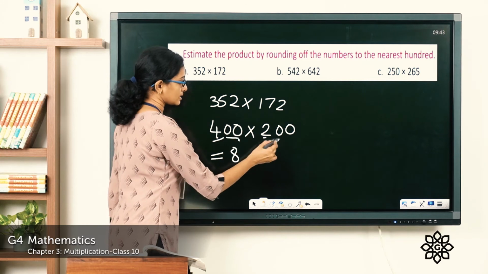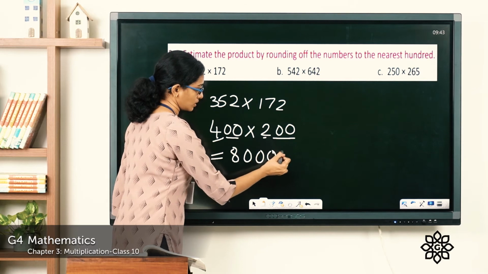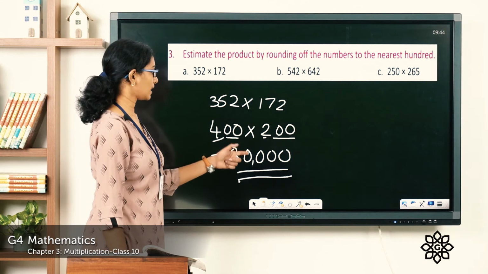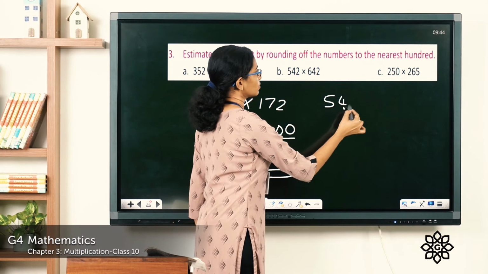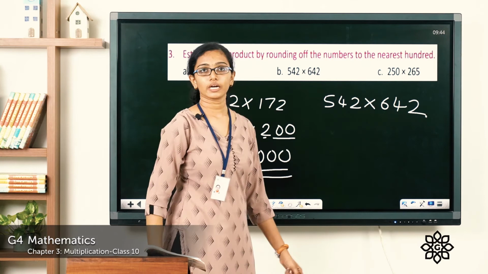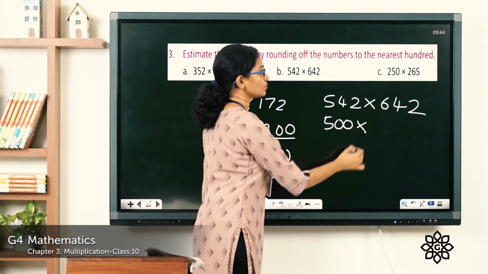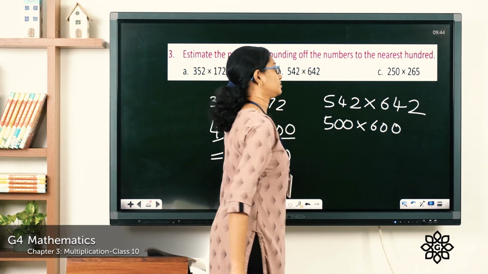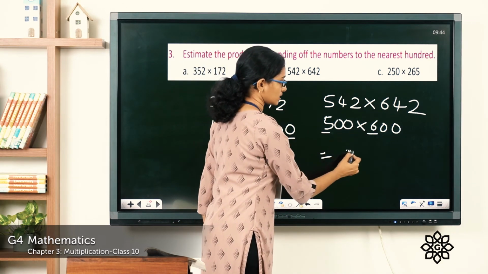Then you have to insert these 4 zeros. So 1, 2, 3, 4. Inserting commas, the final product is equal to 80,000. Let's see the second question. 542 into 642. Rounding off 542 to the nearest 100 gives you 500, into 642 rounded off to the nearest 100 gives you 600. So the final product would be equal to 5 into 6, it's 30.